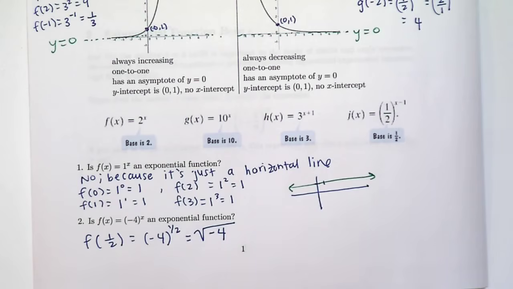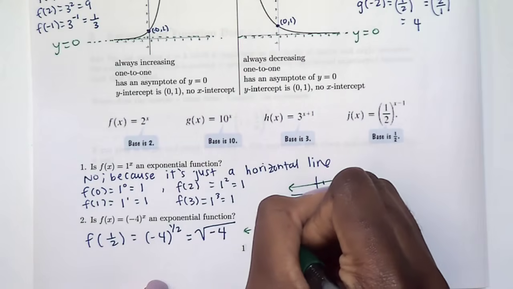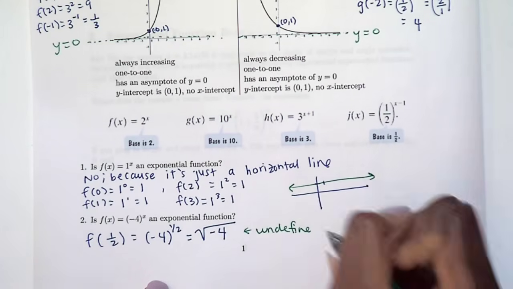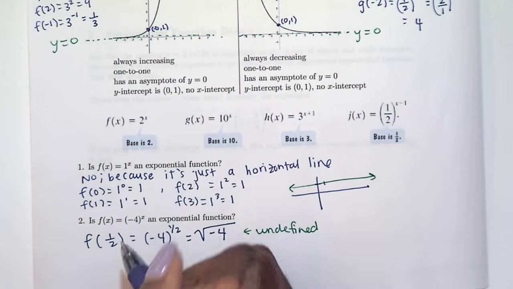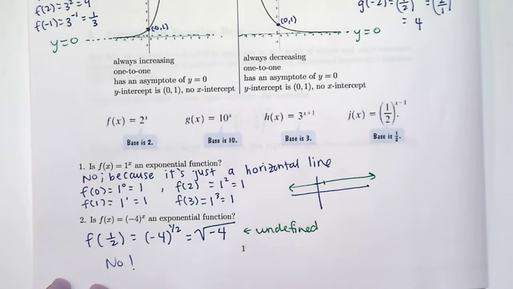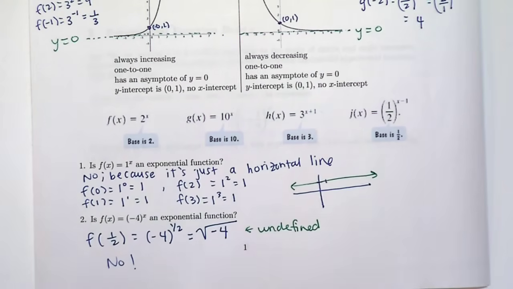So can we do this? Can we take the square root of a negative? Of course not. This is undefined. So the answer to this question is no, this is not an exponential function because we can't do things like this. You can't raise it to a fractional power like 1/2.